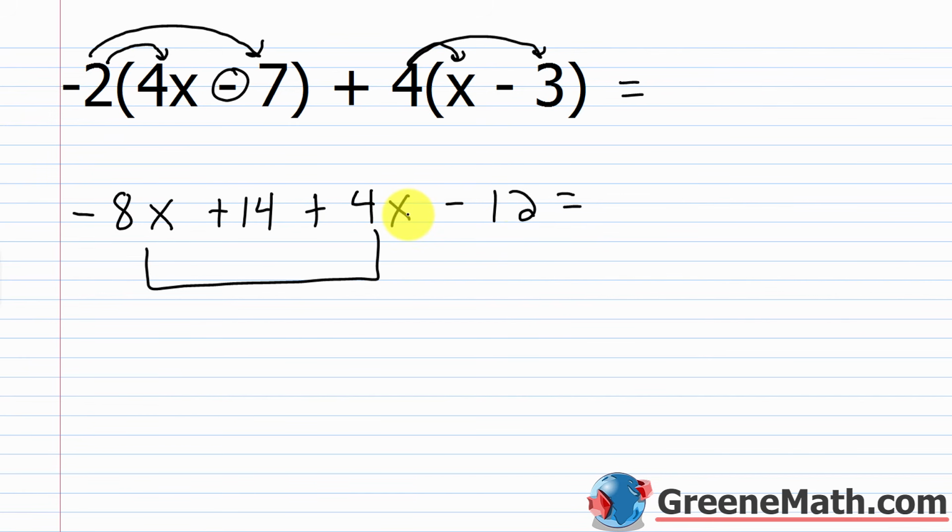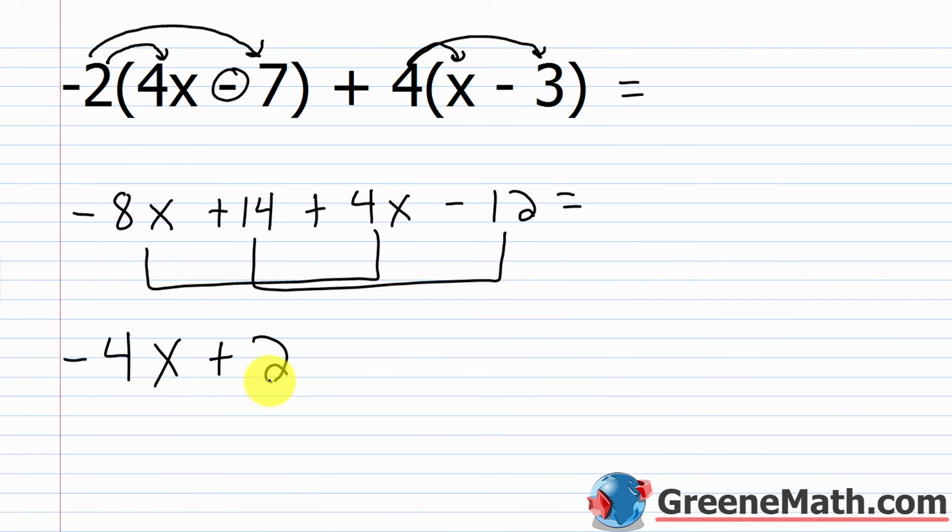Well, the variable is going to stay the same. So that's just going to be x. And then think about the coefficients. So what is negative 8 plus 4? Well, negative 8 plus 4 is going to give me negative 4. So this is going to be negative 4x. And then I'm just going to combine the number parts. So I have 14 minus 12. That's going to give me 2. So plus 2. So the answer here would be negative 4x plus 2.